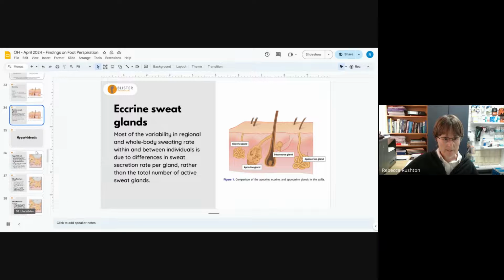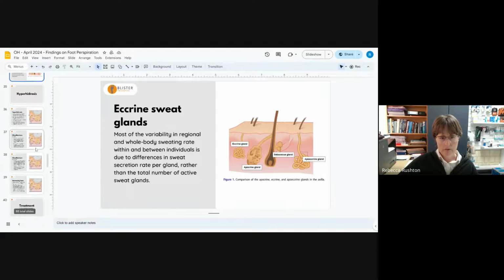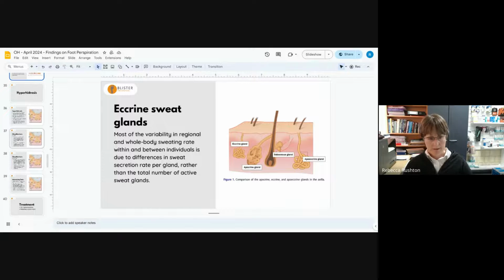Eccrine sweat glands. One interesting thing that was mentioned was that most of the variability in regional and whole body sweating rates within and between individuals is due to differences in sweat secretion rate per gland rather than the total number of active sweat glands. So that kind of makes sense because we've got high density sweat glands on the plantar surface, and yet that's not the part that sweats more.